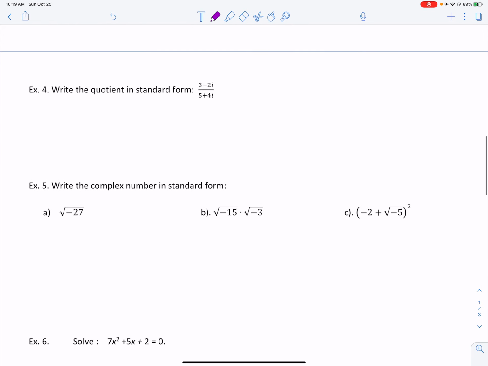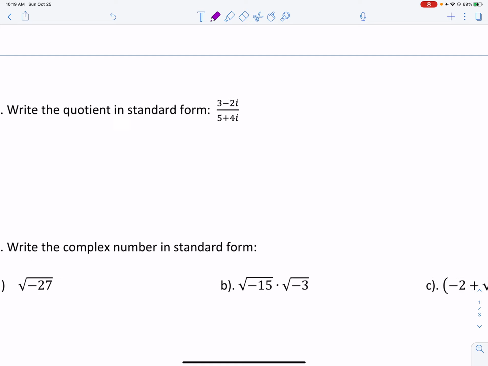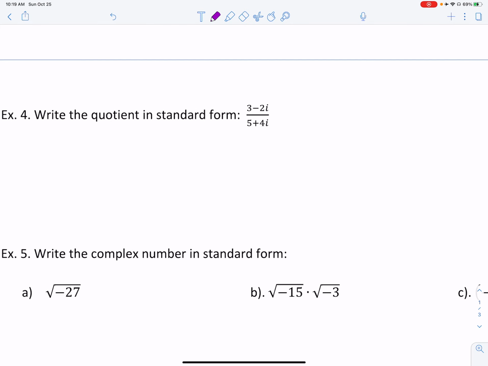In the next example, write the quotient in standard form. Standard form is going to be the a plus bi. You have to separate out the real from the imaginary. And when you have a quotient, the key to doing this, and you have to just memorize this process, is you multiply by the complex conjugate of the denominator, both the top and the bottom. That way you're really multiplying by 1, and you won't change the value. So I'm going to just bring this down here. Well, I can just work with it from right there.